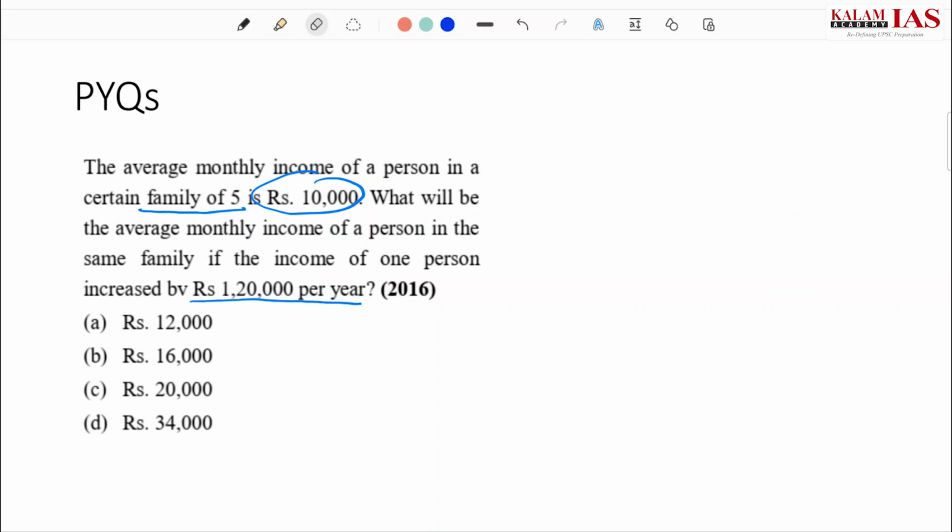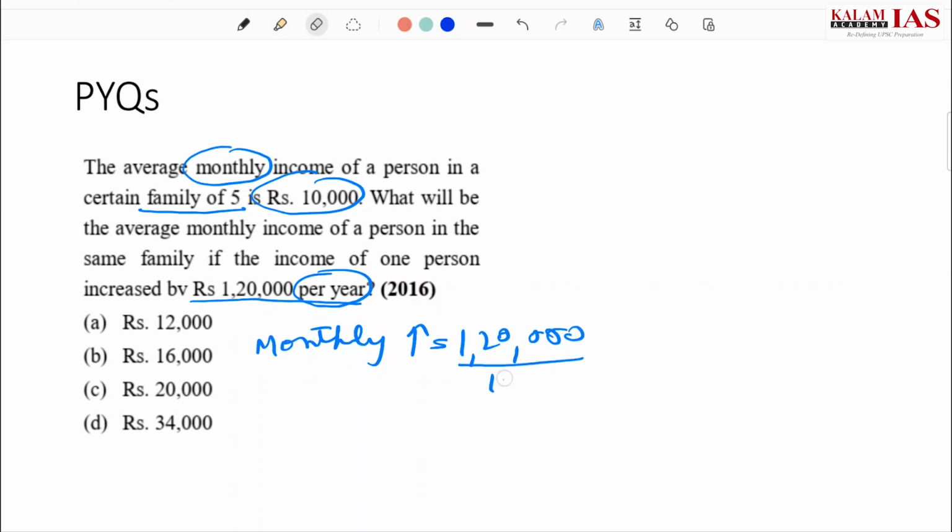अब यहाँ पे एक ट्रैप है, यहाँ मंथली इनकम है और जबकि डेटा हमें पर ईयर का दिया है. तो अगर वन पर्सन की इनकम इंक्रीज़ हुई है 1,20,000 पर ईयर, तो मंथली increase will be monthly increase is equals to 1,20,000 divided by 12 months, that is 10,000 per month.